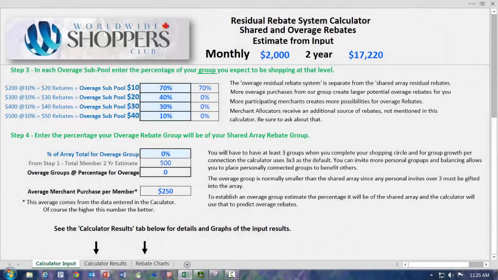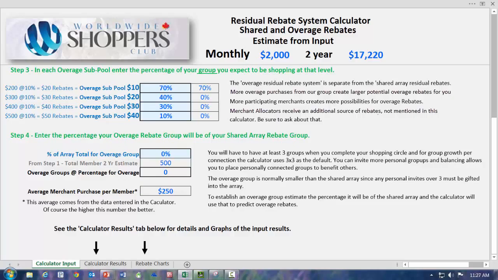Now the reason we need to ask this question is because your overage group could likely be much smaller than your shared array group if there was a lot of gifting that occurred from your inviting members. This means that your array could fill faster because it is designed that way to be part of the shared rebate pool. In the overage rebate group, you are very directly personally responsible for the size and growth of that group. Now if you don't get a lot of gifting going on, these groups won't be that far apart.